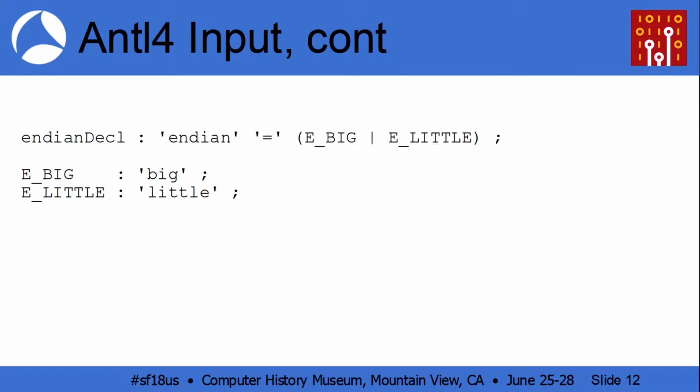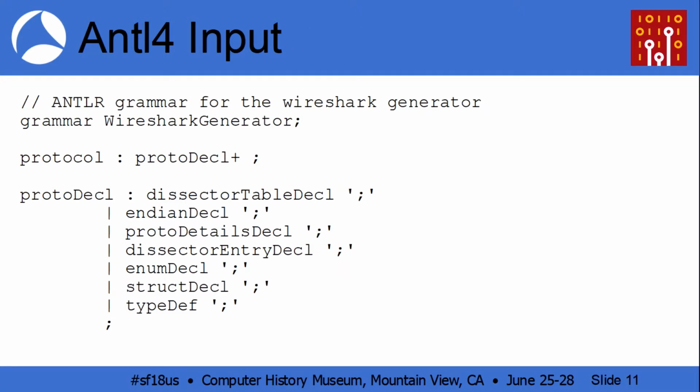Now, in ANTLR, strings that are in all uppercase are lexical rules. So ANTLR distinguishes between lexical rules and grammatical rules. And lexical rules then tell it how to pull pieces apart. And so the actual strings are either big or little in here, and there'll be an endian statement in there somewhere saying big or little. And a rule is terminated by a semicolon, but notice I put explicit semicolons here in the language, and the rule itself has a terminal semicolon.